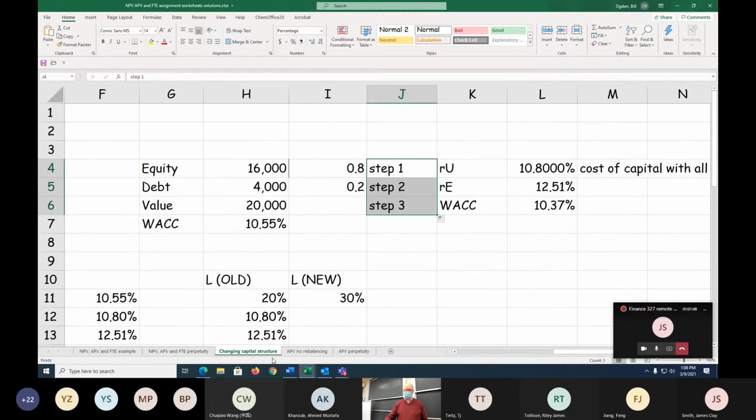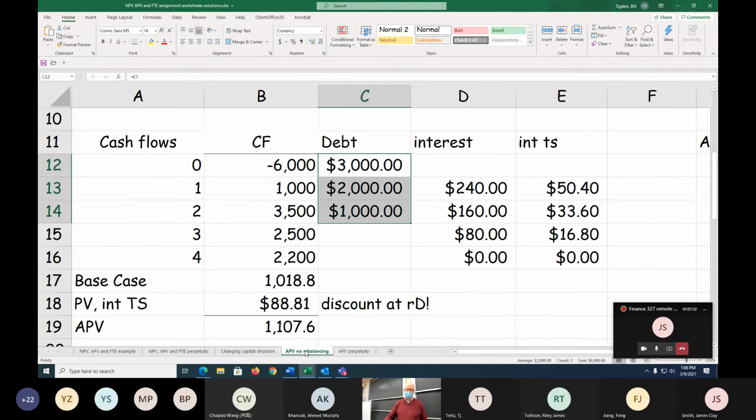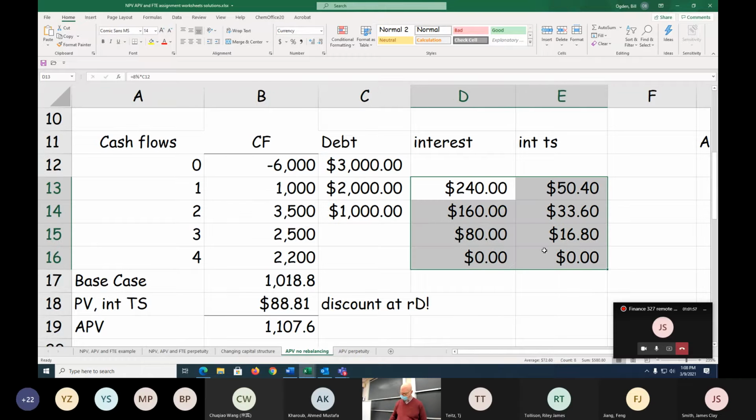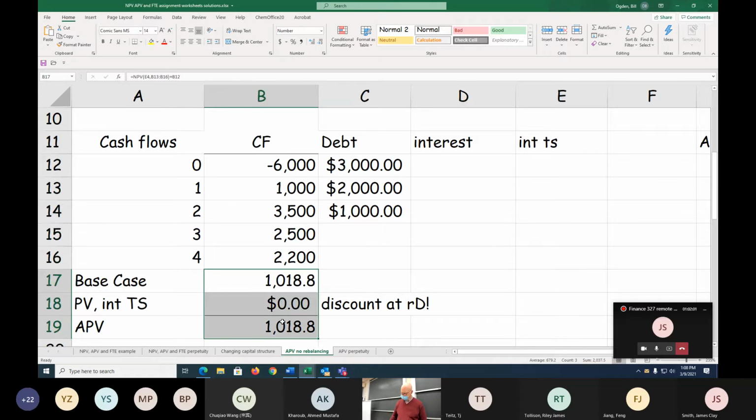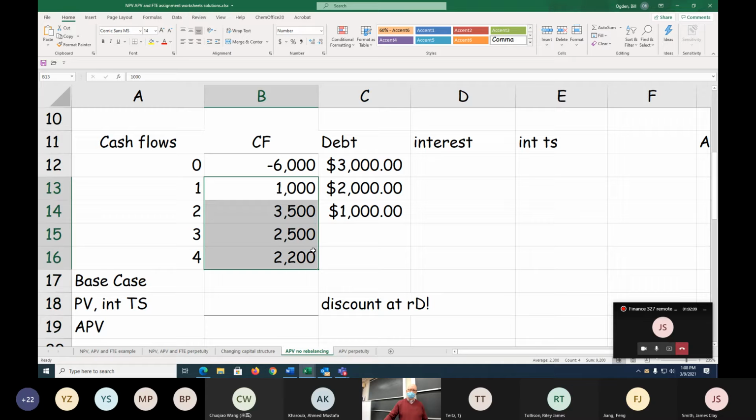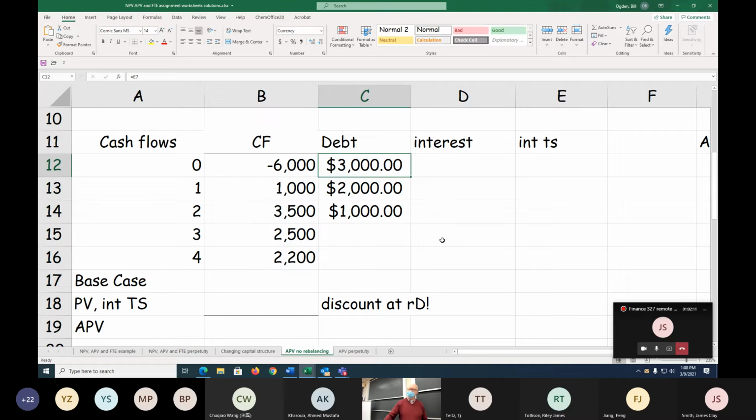Let's move then to APV, no rebalancing. Okay, I'll just take these out. All right. So we have a cost, we have cash flows, and we're simply borrowing $3,000 against the project. Okay, nowhere here. In fact, let's go back up.